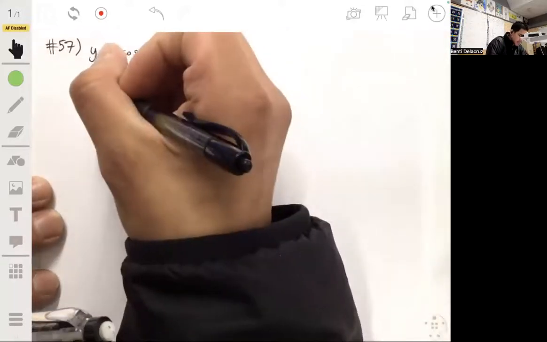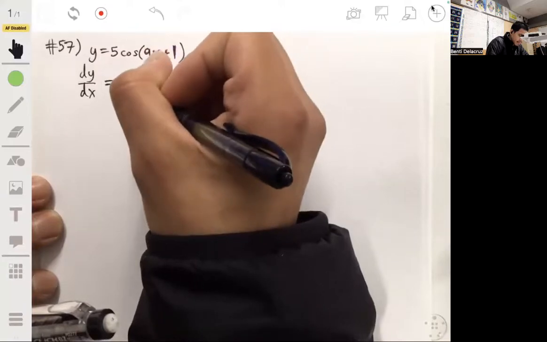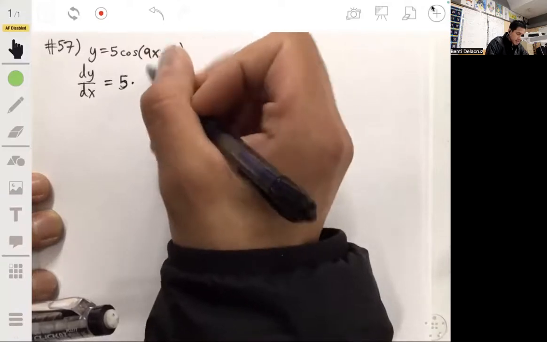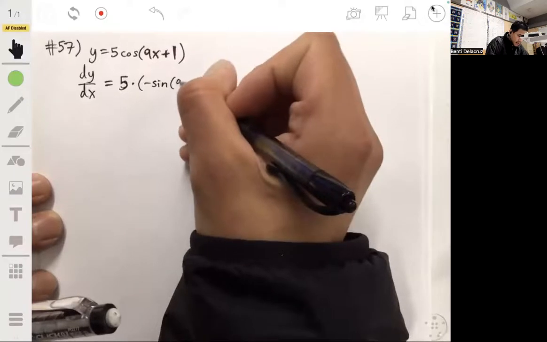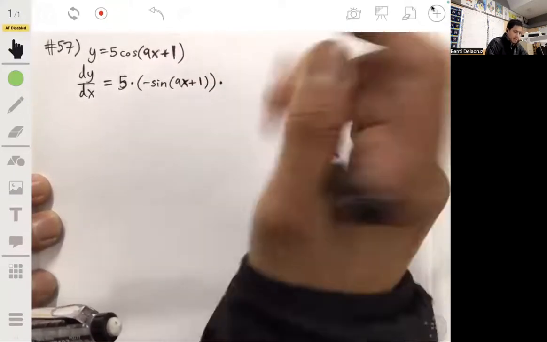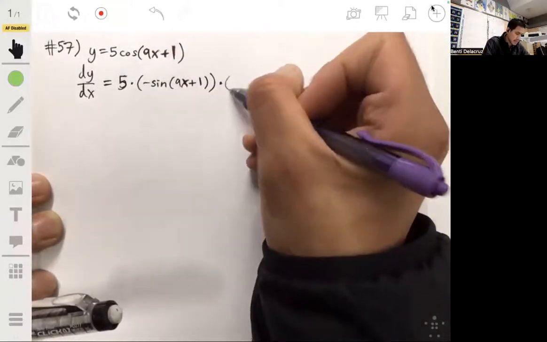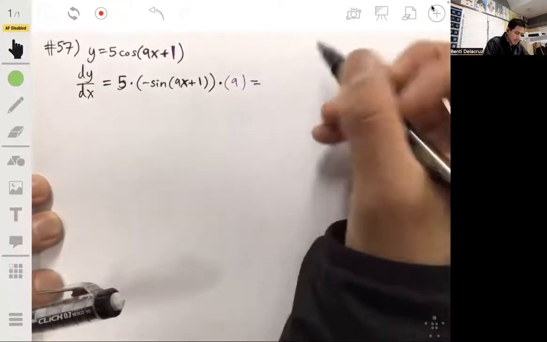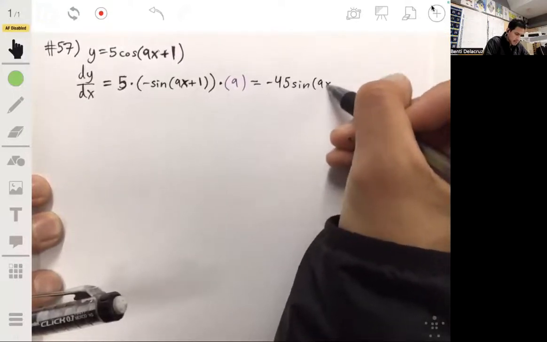So what this will look like is that dy over dx will be, remember 5 is just a coefficient, so we're going to have 5 times the derivative of the cosine function, and we're going to leave everything on the inside the same. So 5 times the negative sine of 9x plus 1, multiply by the derivative of the inside. So multiply by the derivative of 9x plus 1, which will just be 9. And that will just simplify to negative 45 sine of 9x plus 1.